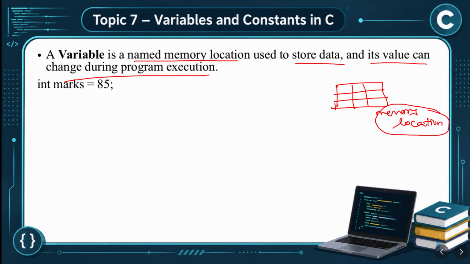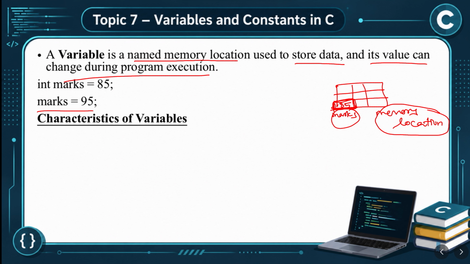If you see the example, int marks equals 85. See what happens. This block will be named marks, and in this block you are going to store the value 85. So this memory location is given a name, that is marks, and in that you are storing the data 85. And what is the next point? It can be changed during the program execution, right? So in the next line I can say marks equals 95. It got changed, so the value of the variable will change.